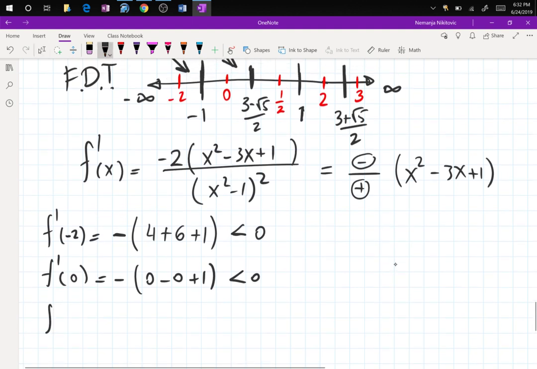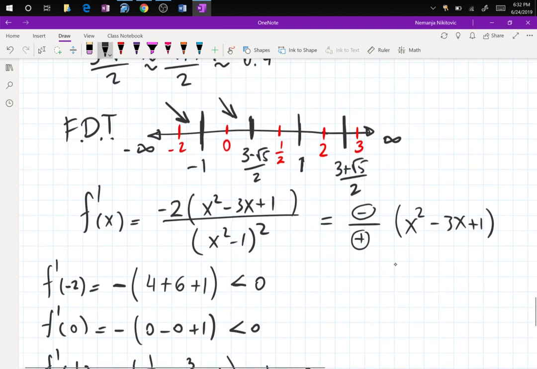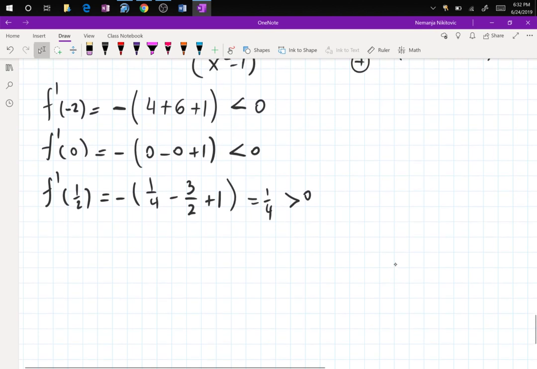Now we calculate at 1/2. Negative times a quarter minus 3/2 plus 1. Well, that's going to be a negative quarter, so altogether positive quarter, bigger than 0, increase. If you're not following my fast calculations, then you'll be using a calculator later.